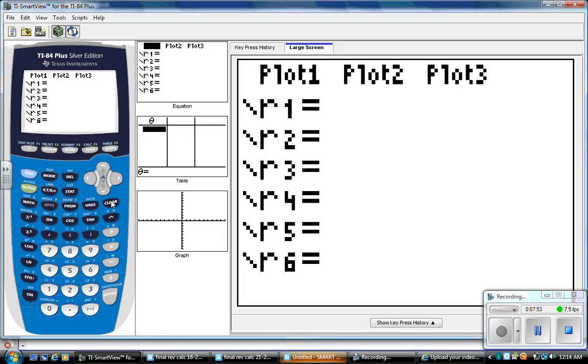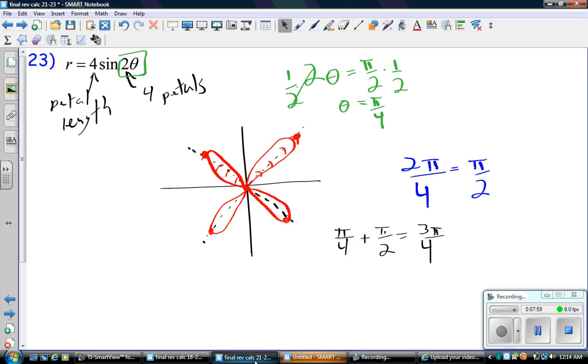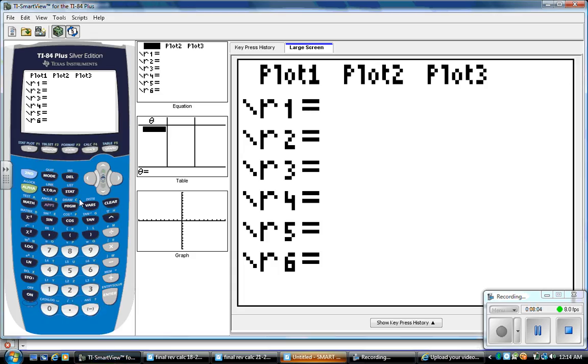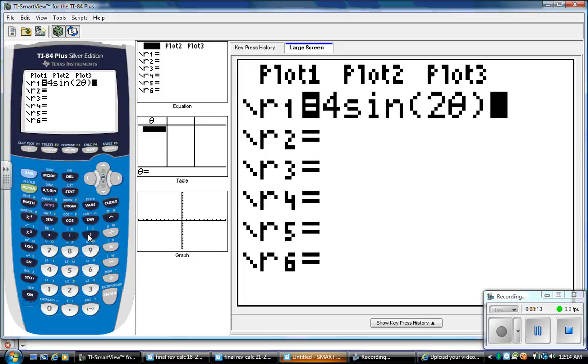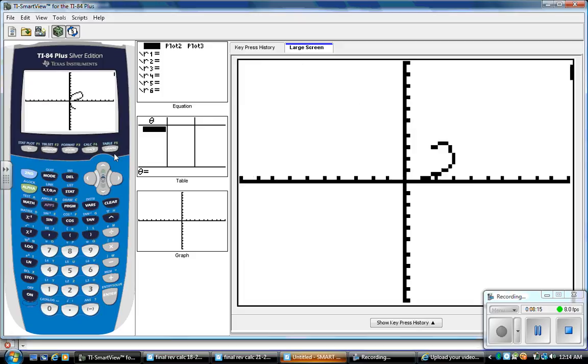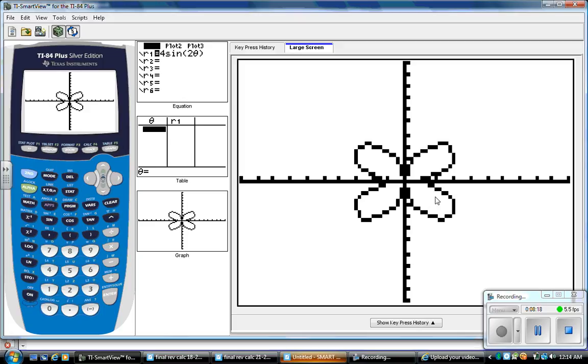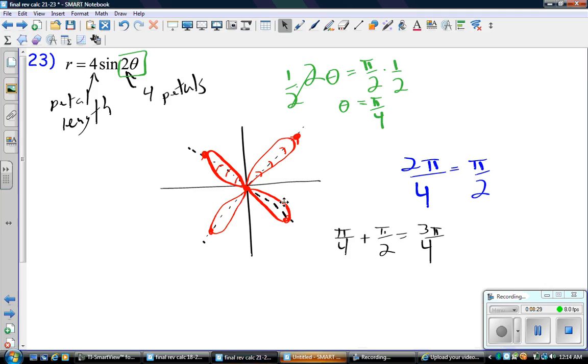And I'll clear that out so we can see me actually typing it in. I'm typing in r equals 4 sine 2 theta. And now when I hit the variable button that usually gave me an x, it now gives me a theta. And then you can just hit graph. And there's your 4-petal rose, and these are each going out 4. It's kind of hard to tell, obviously, but they're all going out 4. So that's kind of the shortcut way to do it. All right, that is it for the review problems for the calculator OK portion.